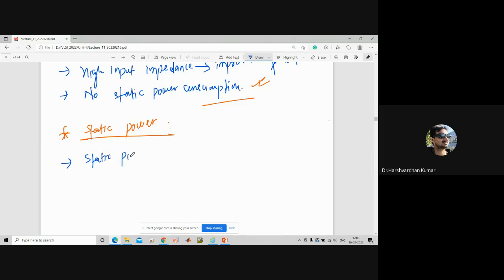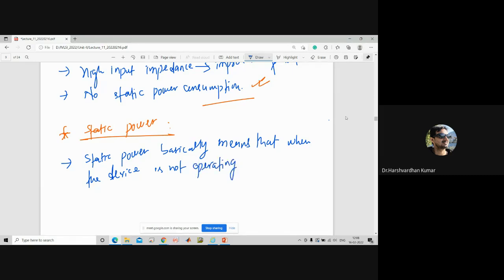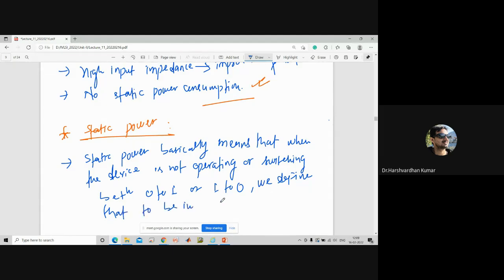So static power basically means that when the device is not switching, or not operating, between 0 to 1 or 1 to 0, we define that to be a static operation.